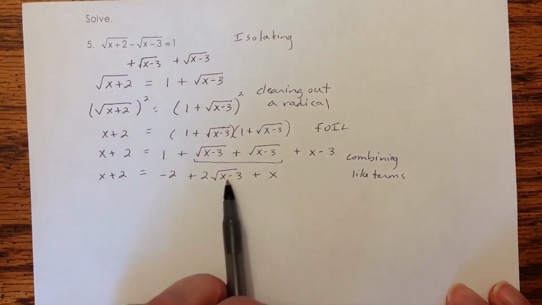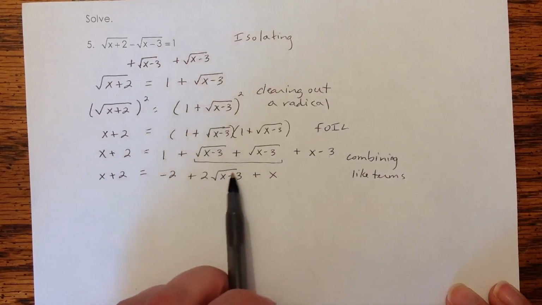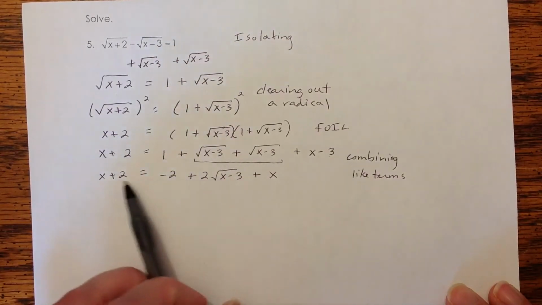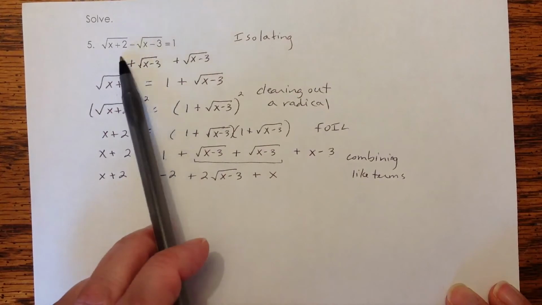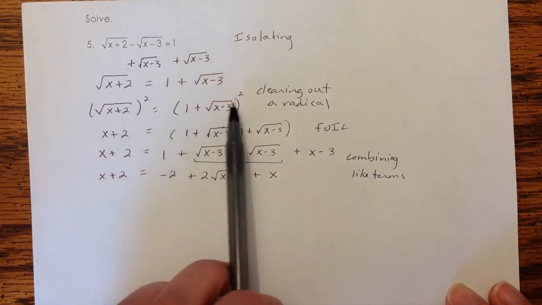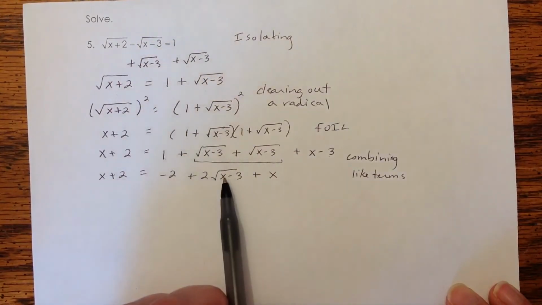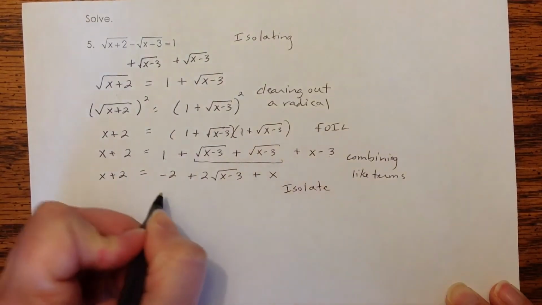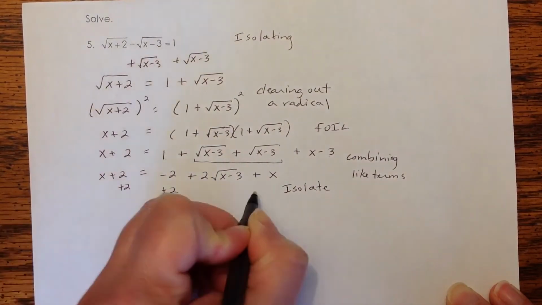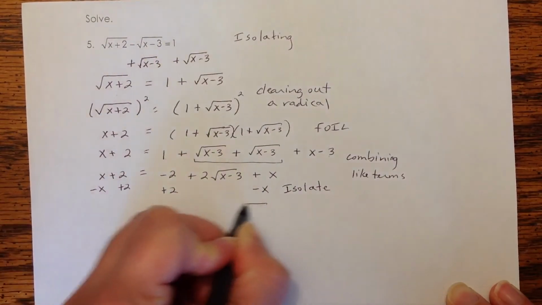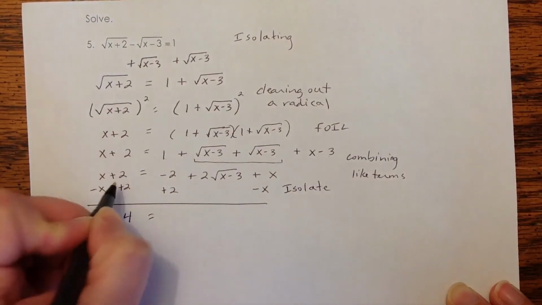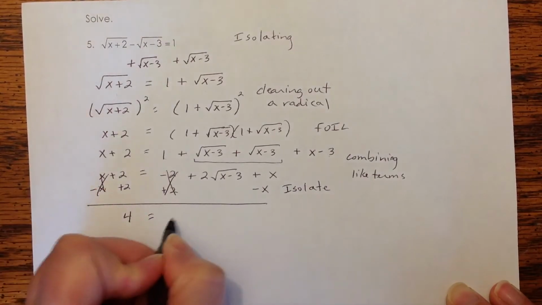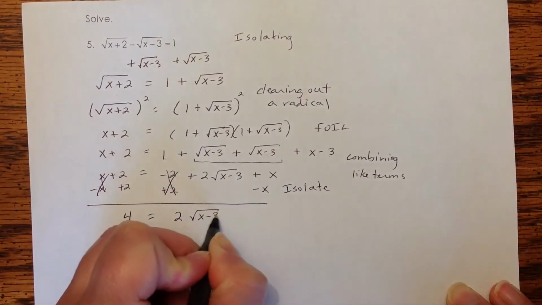Now I see that I have a radical that still remains. The only way to solve radical equations is to make sure that all the radicals have been isolated. So you have to isolate first, raise each side to a power that matches the index, and if you're left with a radical still, you must repeat the process. So now we need to isolate again. So I'm going to add my 2, and I'm going to subtract my x. So I end up with 4 equals, these drop out, 2 square roots of x minus 3.